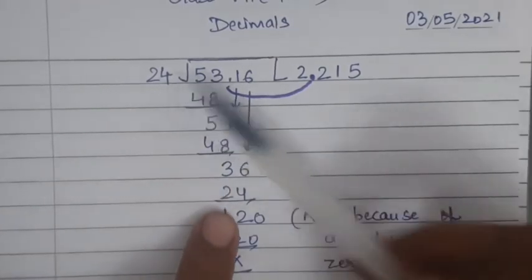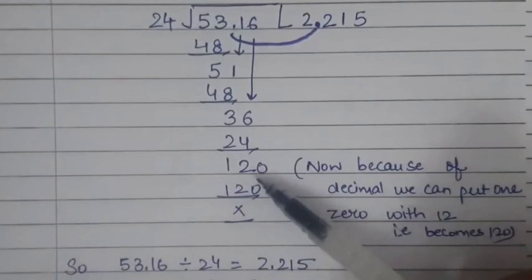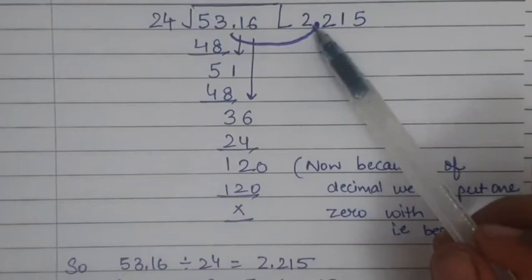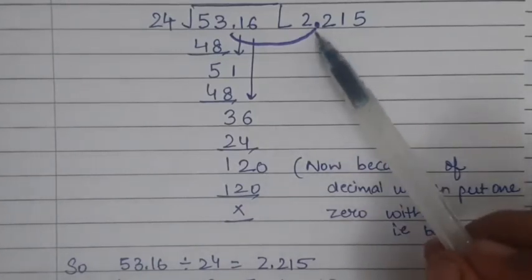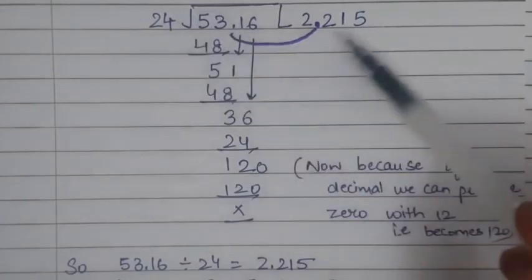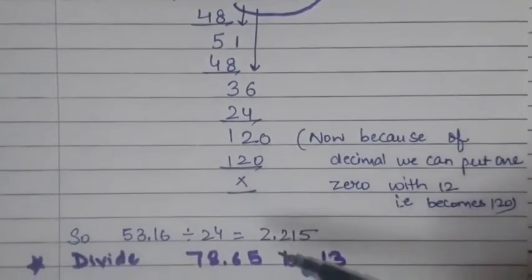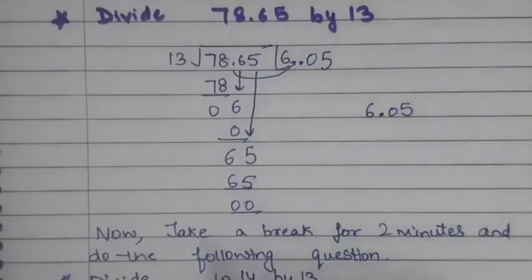So 24 1 is 24. Now this is a very important step, children. We got 12. Now whenever there is a decimal in the quotient, we can put 0 with the 12 because of this decimal. So we get 120. Now it is very clear that 24 into 5 is 120. So remainder is 0. So what is our final answer? That is 2.215.